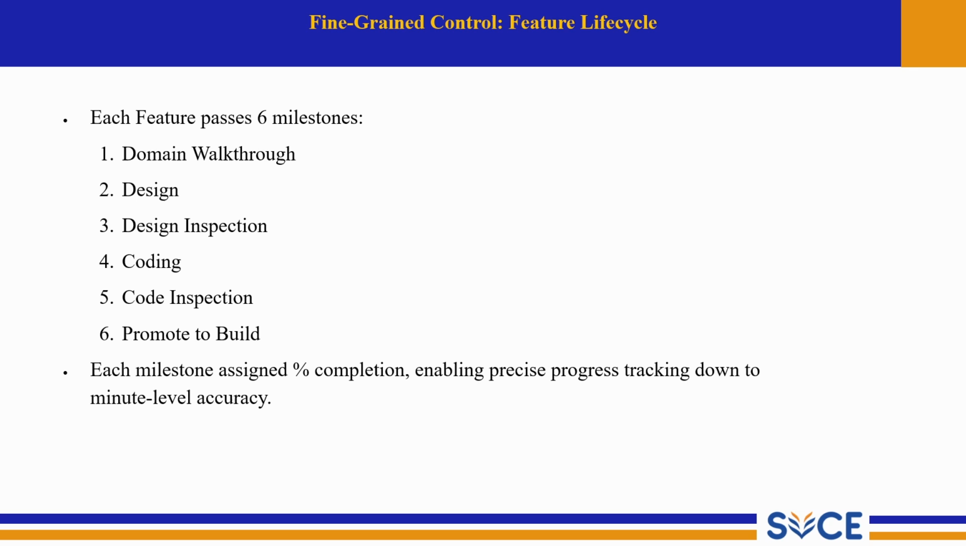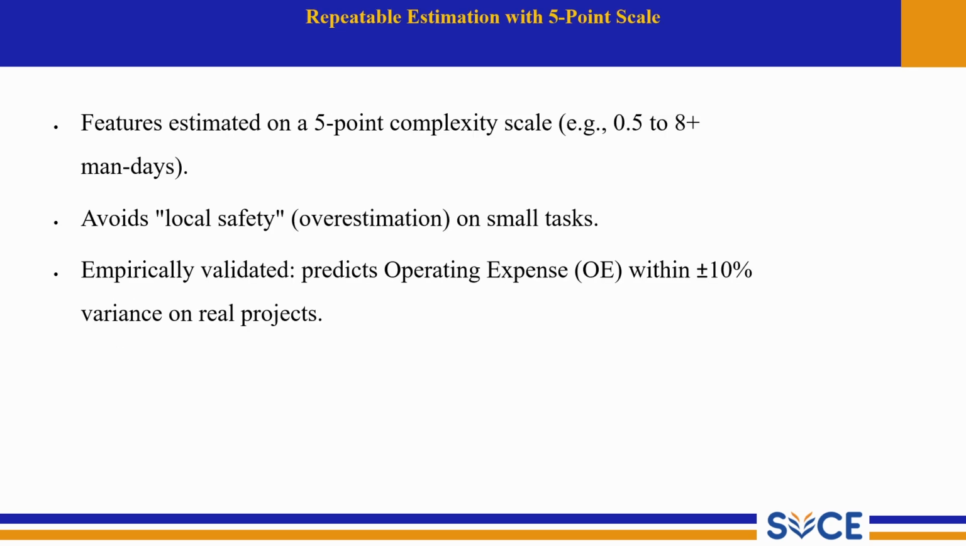Next, we will move into another slide, that is repeatable estimation with a 5-point scale. Features are estimated on a 5-point complexity scale, for example 0.5 to 8 plus man days. This means every feature is sized according to how much effort it needs, from very simple tasks to highly complex ones. It avoids local safety or overestimation on small tasks. In other words, developers don't add extra buffer unnecessarily, which keeps estimates realistic and prevents wasted time.